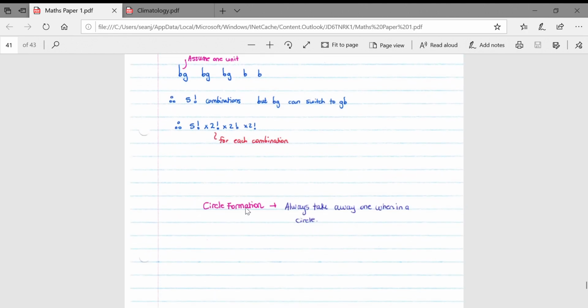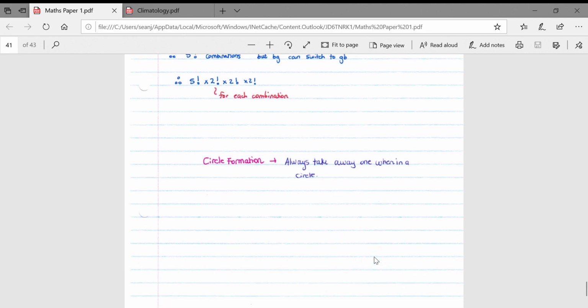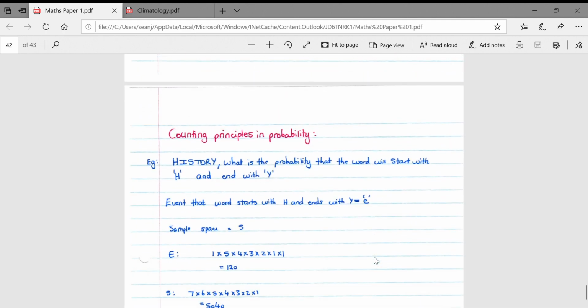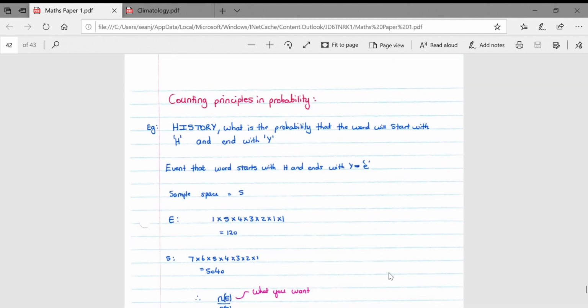Then just a little aside, I haven't seen it, it's not very commonly tested, is the circle formation. So if they say something about people sitting in a circle, all you do is you minus 1 from the factorial number.